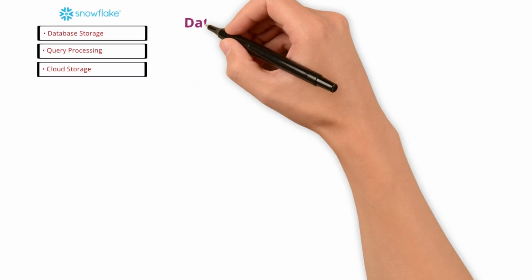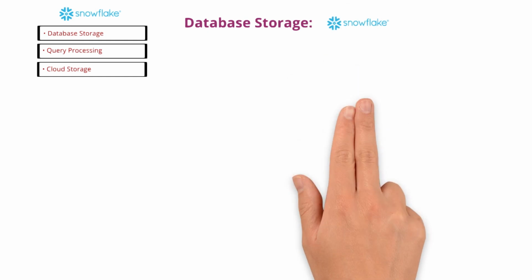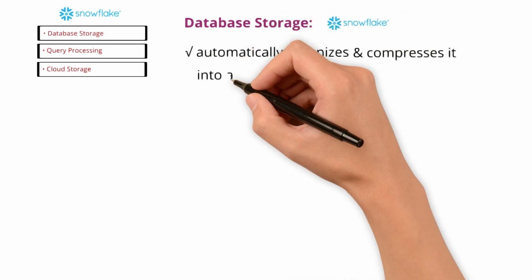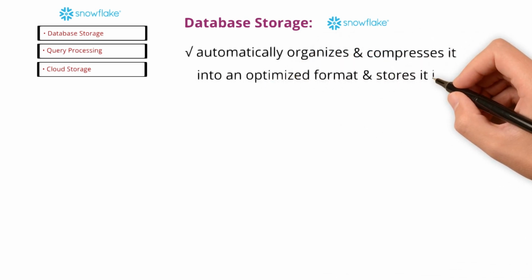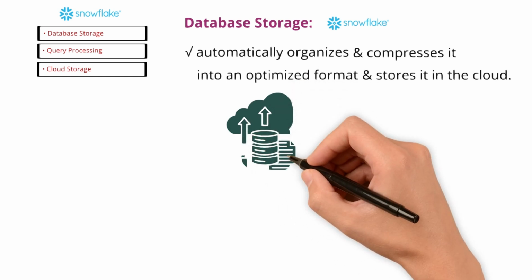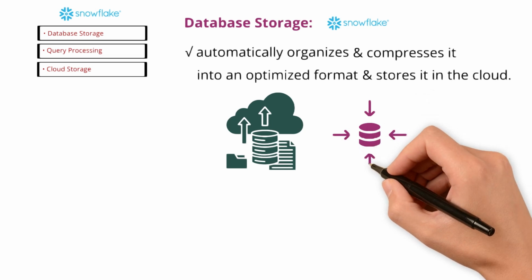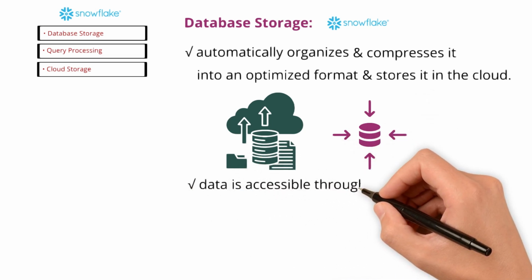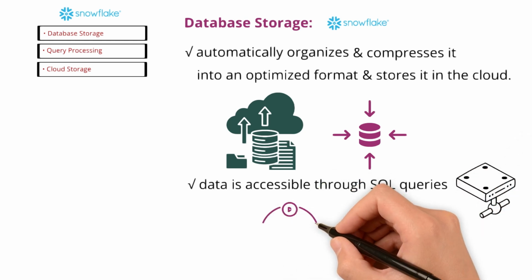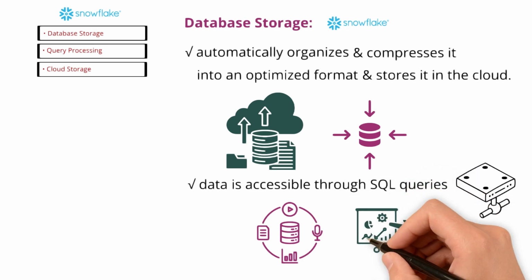Let's look at each of these. Database storage. When you load data into Snowflake, it automatically organizes and compresses it into an optimized format and stores it in the cloud. Snowflake takes care of everything: how the data is stored, structured, and compressed. This centralized approach, where all the data is accessible through SQL queries, mirrors the shared disk architecture. You won't see the raw data directly, but you can access it using SQL.